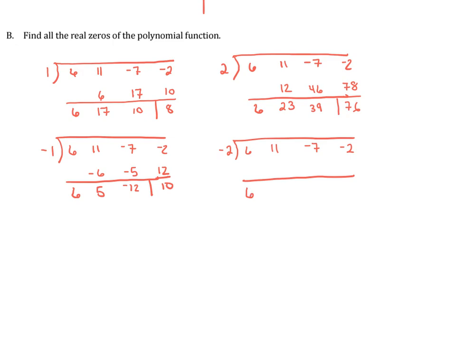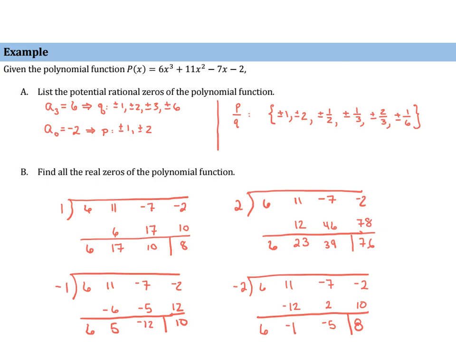Bring down the 6. Negative 2 times 6 is negative 12. Add, and we get negative 1. Negative 2 times negative 1 is positive 2. Negative 7 and add 2 is going to give us negative 5. Negative 2 times negative 5 is positive 10. That gives us 8. So let's now look at the next in the lineup.